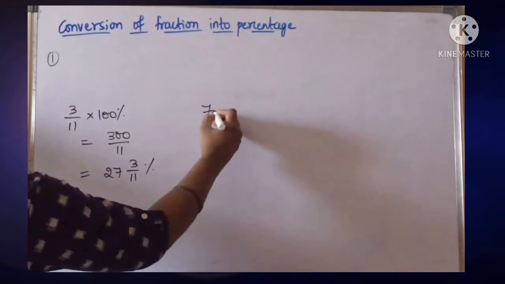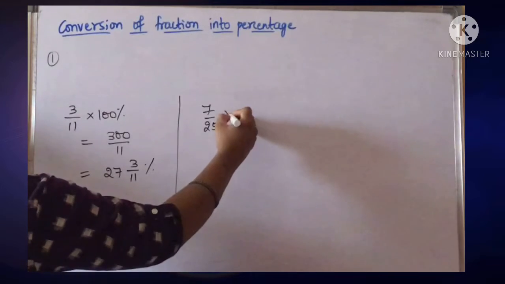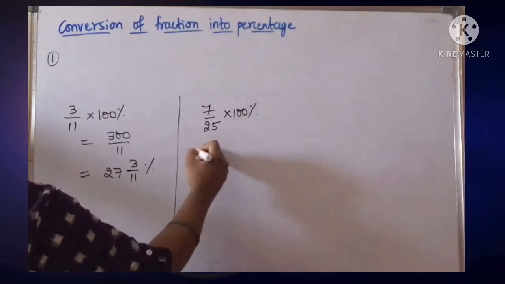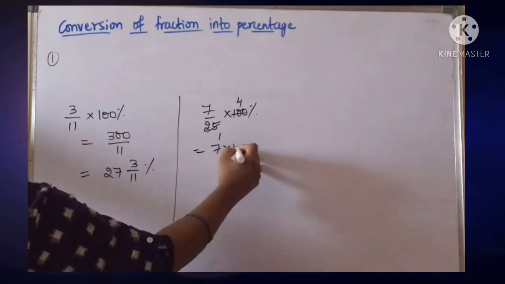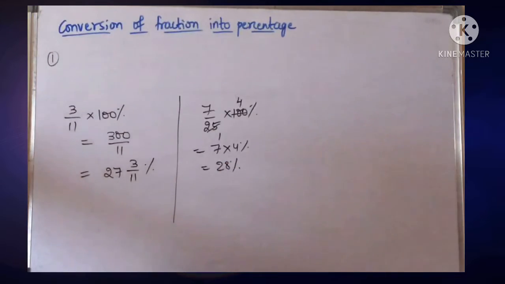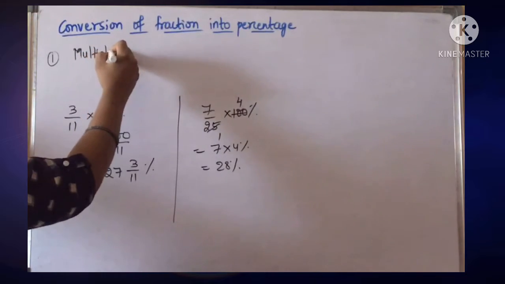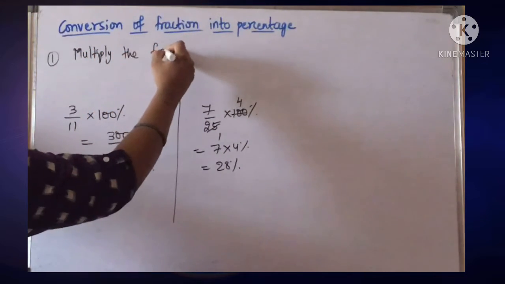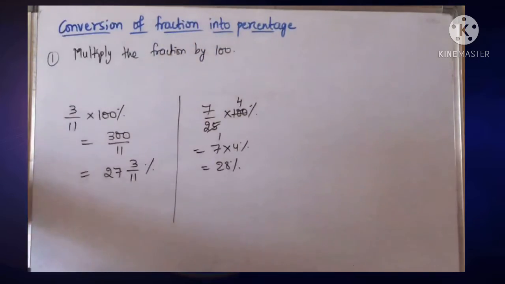One more example, 7 by 25. So this is the fraction. When you multiply this fraction with 100%, 25 ones are 25, 25 fours are 100. So 7 into 4 is how much? 7 fours are 28%. So how to convert a fraction into percentage? Multiply the fraction by 100. When you multiply a fraction by 100, it will give you a percentage.